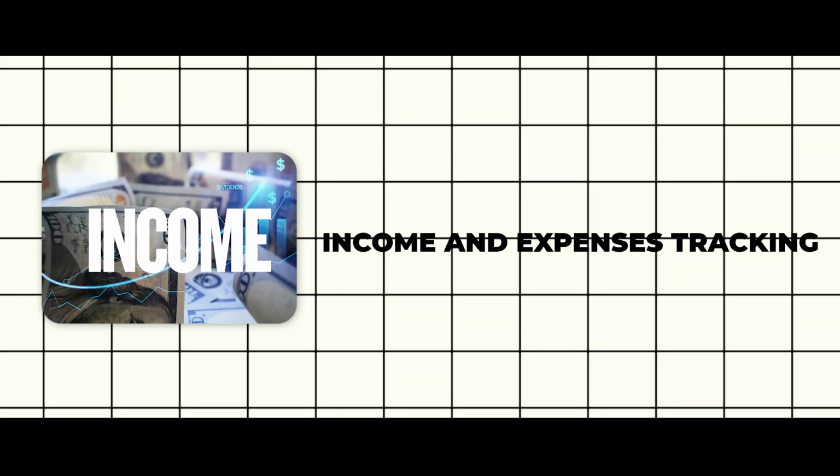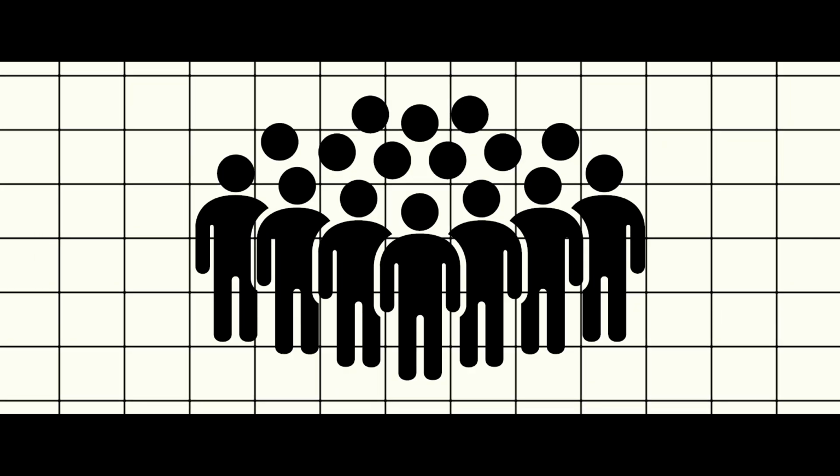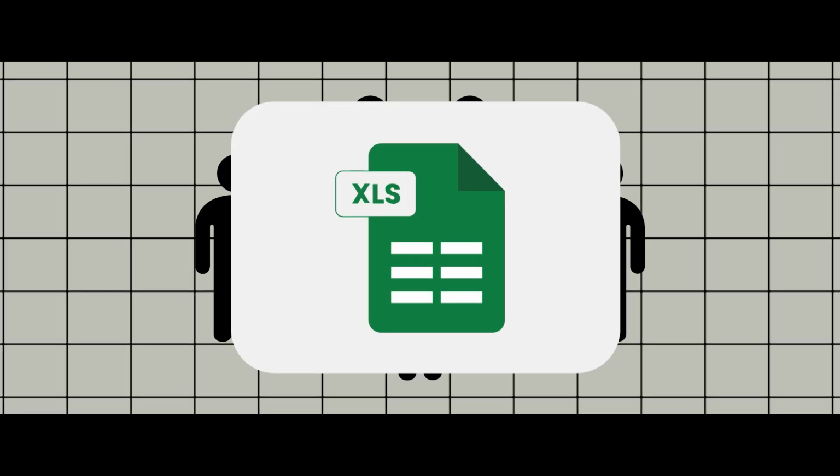So you have your income, you have your expenses. Now, a lot of people will keep track of these things in a spreadsheet. A spreadsheet can work well if you don't have too many categories or too many transactions. If you do have a lot of transactions, you may want to use software.